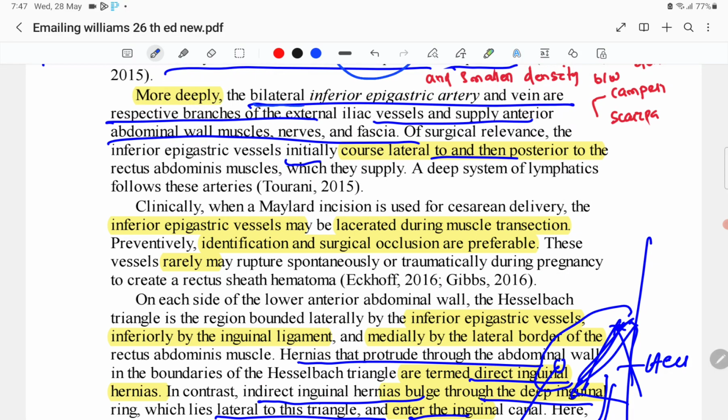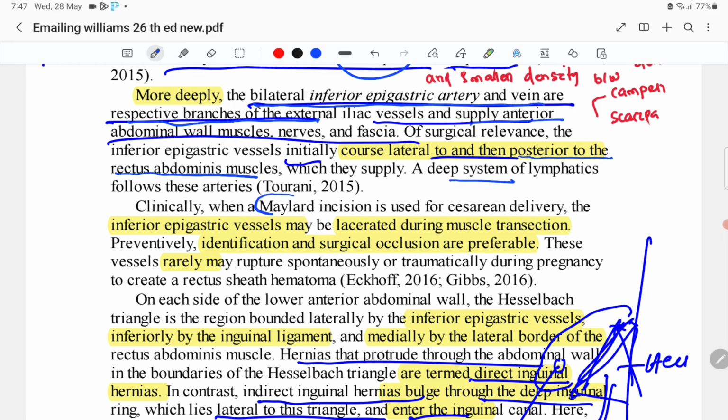More deeply, the bilateral inferior epigastric artery and veins are very important branches. The superficial epigastric artery is a branch of the femoral artery, but the inferior epigastric artery is a branch of the external iliac vessel, and it supplies the anterior abdominal muscles, nerves, and fascia. In the surgical anatomy, the inferior epigastric artery initially goes laterally, then goes posterior to the rectus abdominis muscles. A deep system of lymphatics follows this artery.